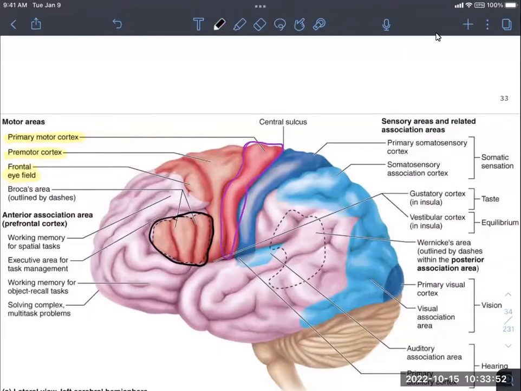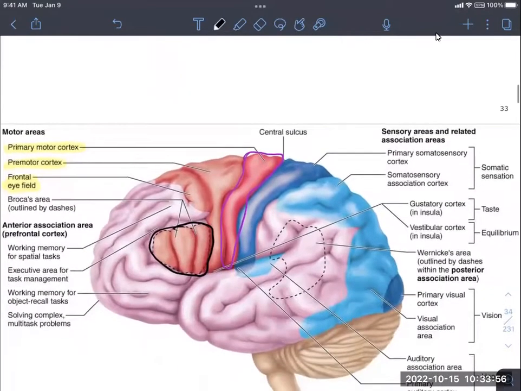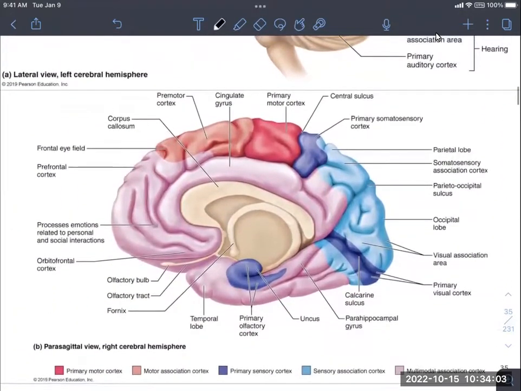These are the main areas of our motor cortex. So here's this view from the brain being split in half. You still see that primary motor cortex, the premotor cortex, the frontal eye field. We don't see the Broca's area because it's more on the outside.